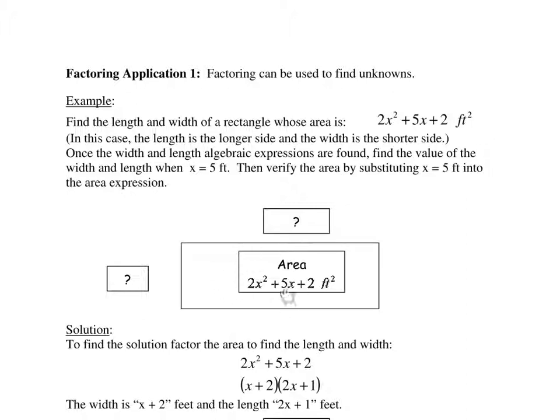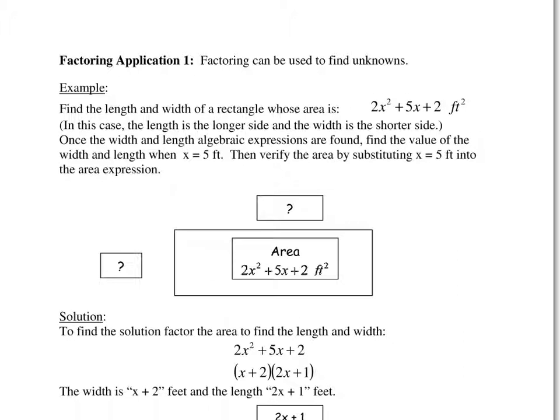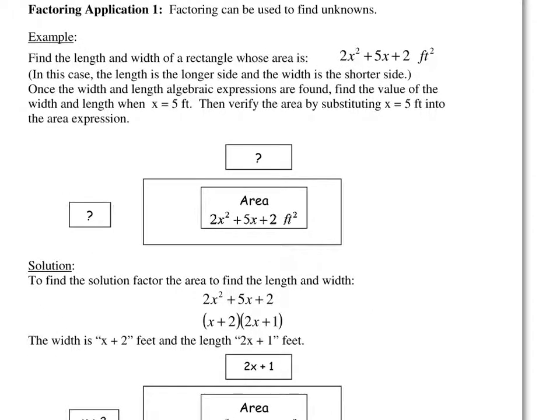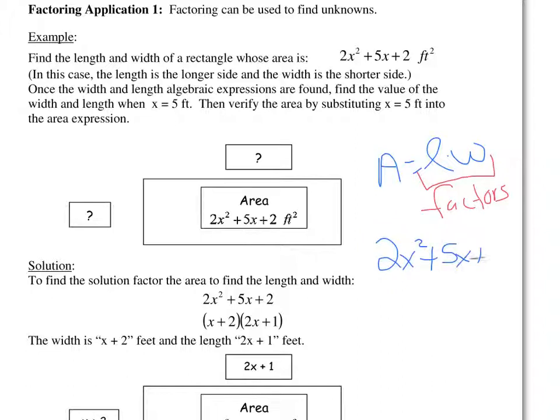So we're going to start here with area. And again, we're going to review what we know about the area of a rectangle: it is length times width. So if you think about this, these are really just the factors of the area. They're the numbers that are multiplied to give you the area. If we know this expression is the area, we just need to find its factors to find the length and width. So we will factor the area, 2x squared plus 5x plus 2.